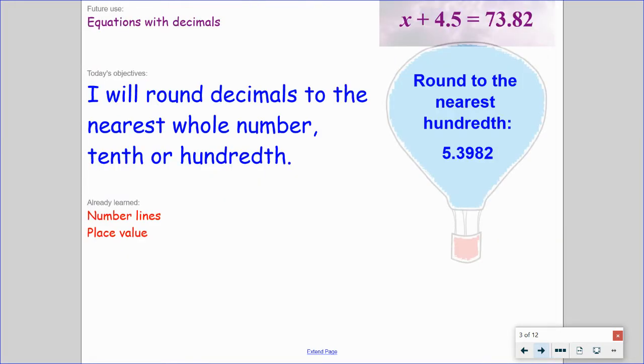All right. Goal for today, rounding decimals. Rounding being the key action word. We're going to round decimals to the nearest whole, to the nearest tenth, or even, yes, ladies and gents, to the nearest penny, the nearest hundredth. Now, you got to take what you previously learned about place value and number lines and use that to round to the nearest whole, tenth, or hundredth. You will need this eventually when you are estimating equations with decimals. You'll need this skill.